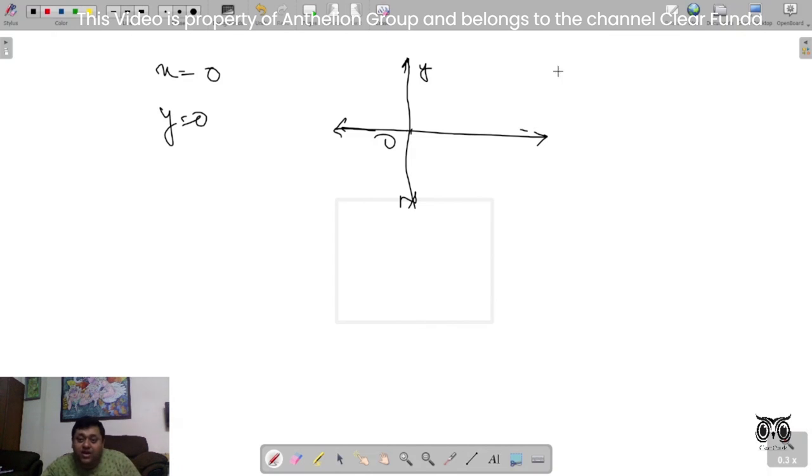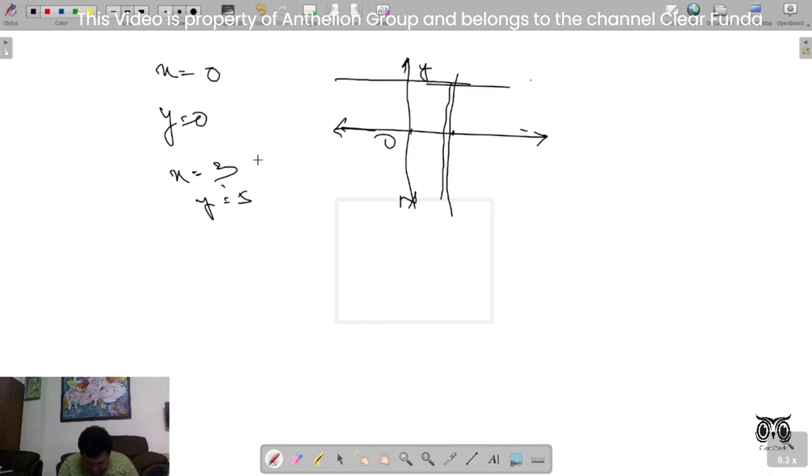If we have only one variable, like x equals 3, which means x equals 3 for all values of y, this is a line parallel to the y-axis. Similarly, y equals 5 is a line like this. No matter what the value of x is, y is always equal to 5. So these are some of the things that you need to understand. Other than that, there is nothing more in it.